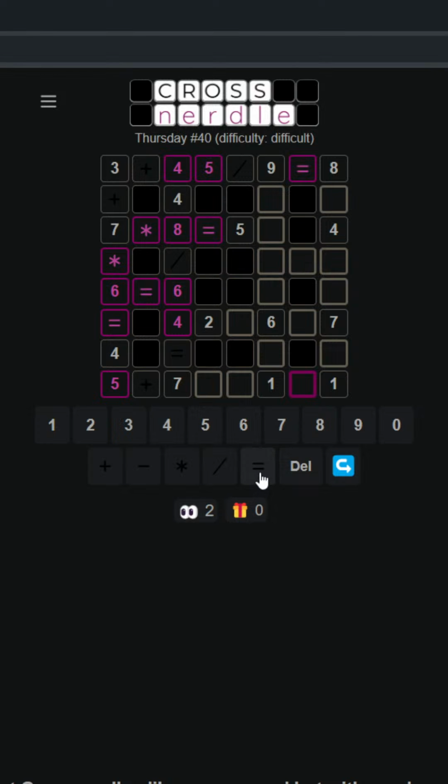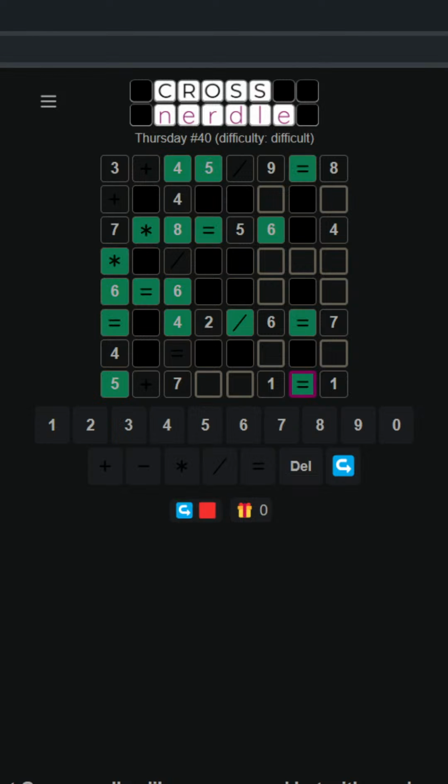That's probably right. 7 times 8 is equal to 56. We have that one. And then we can probably solve this bottom one. Well, this is probably an equal sign here. 42 divided by 6. 5 plus 1 equal 1. 5 plus 7 is 12. 5 plus 7. That's right, it's right.